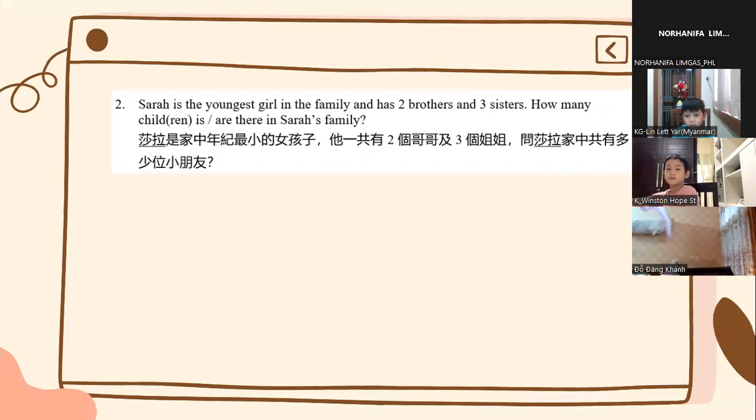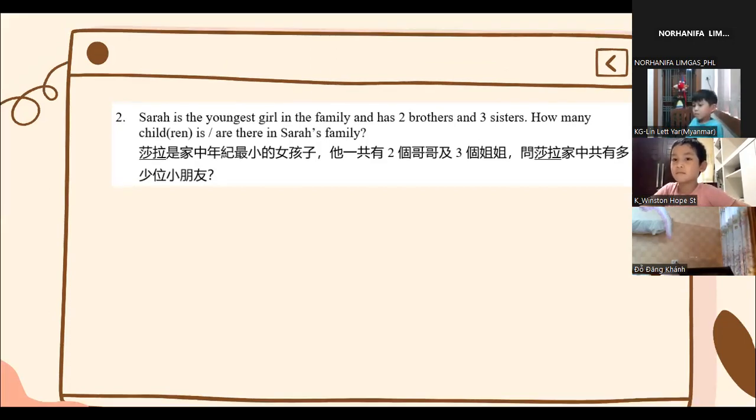How about question number 2? Sarah is the youngest girl in the family and has 2 brothers and 3 sisters. How many children is or are there in Sarah's family? What is your answer to this? 6. Okay. How many children are there in Sarah's family, right? It says there that Sarah is the youngest girl in the family and has 2 brothers and 3 sisters.